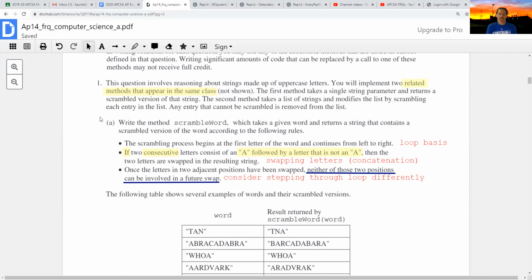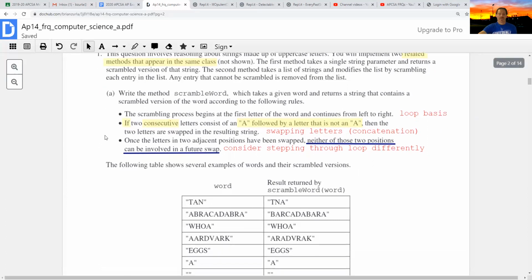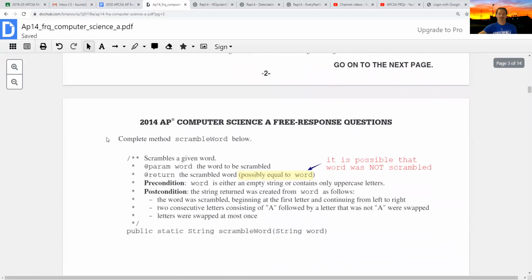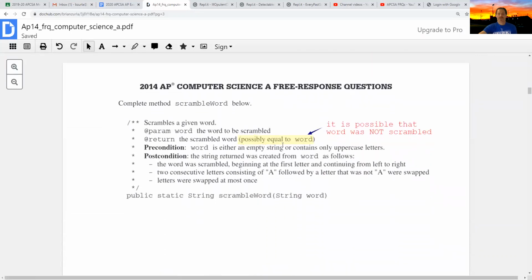That would work really nicely with the while loop. I'm going to go ahead and write for loops, since I think most of you just always write for loops. But if you're confident in your code writing, I really think a while loop's better here because it gives you more control of your step expression. And then they give us some examples, and we'll verify all of those. And sometimes you won't do any scrambling because there won't be an A followed by a non-A.